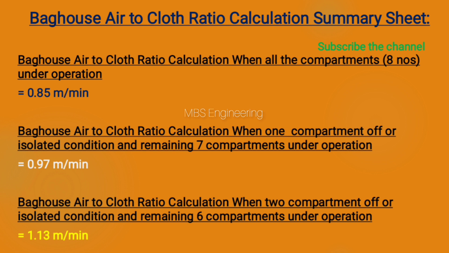The next condition is the baghouse air to cloth ratio when 2 compartments are off or isolated and the remaining 6 compartments are under operation. In this condition, the ACR is 1.13 meter per minute. Air to cloth ratio increases if any 1, 2 or more compartments are isolated.